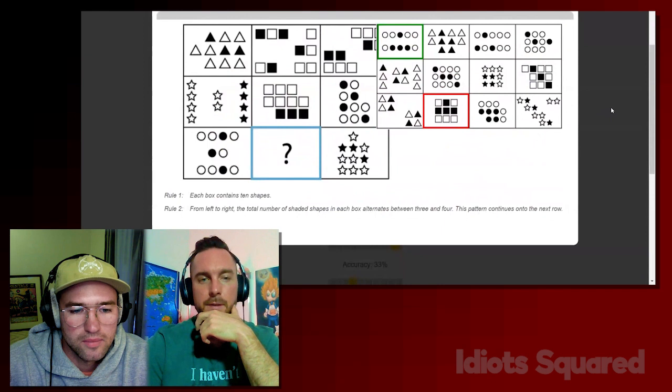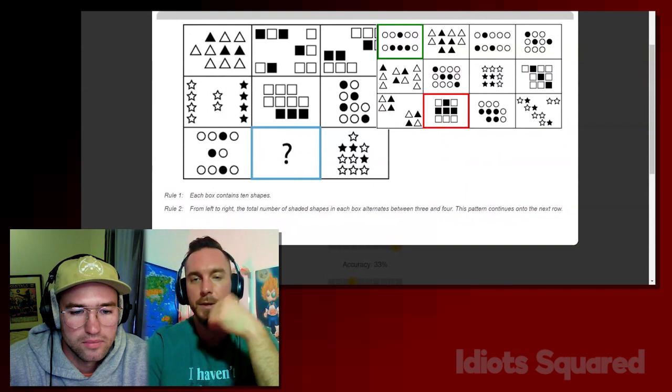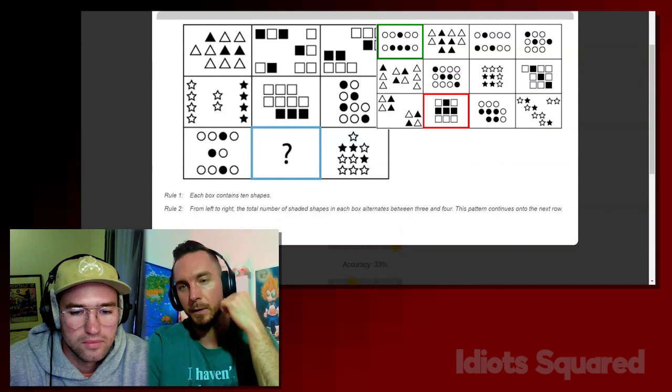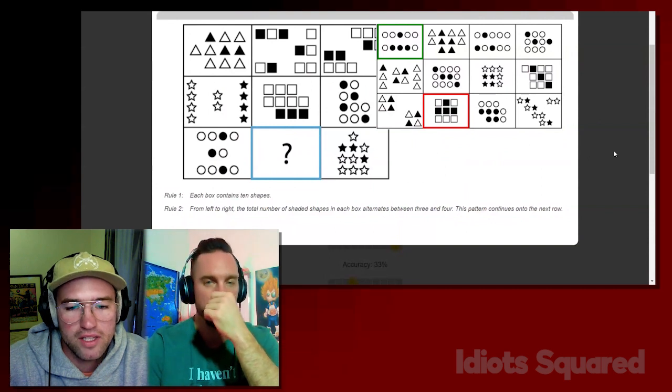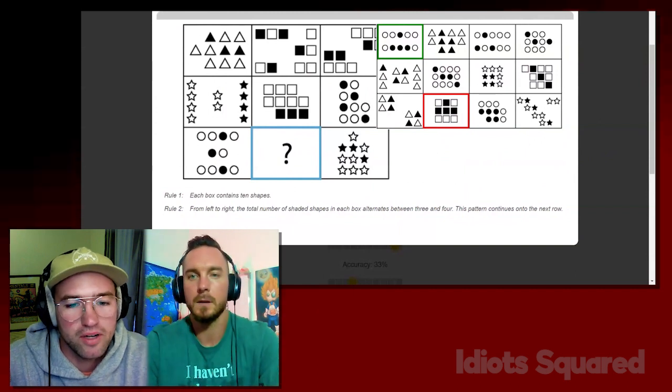Okay, so each box contains 10 shapes. From left to right, the total number of shaded shapes in each box alternates between 3 and 4, which you said. This pattern continues on to the next row. Yeah, but we messed up because we picked squares and there's only 9 in there. I didn't pick up the fact that there were 10 in each one. I messed up on that one too.